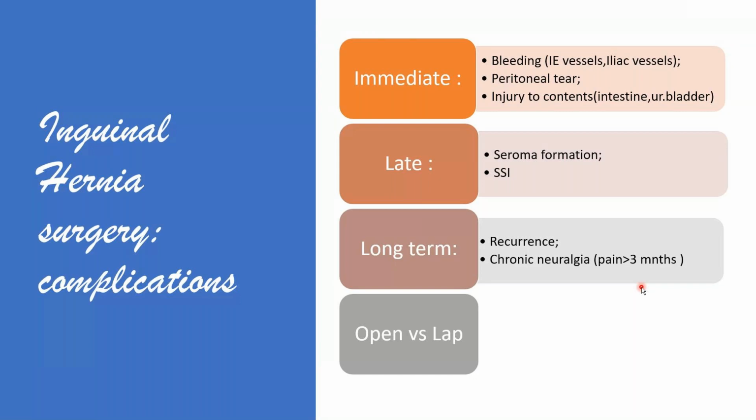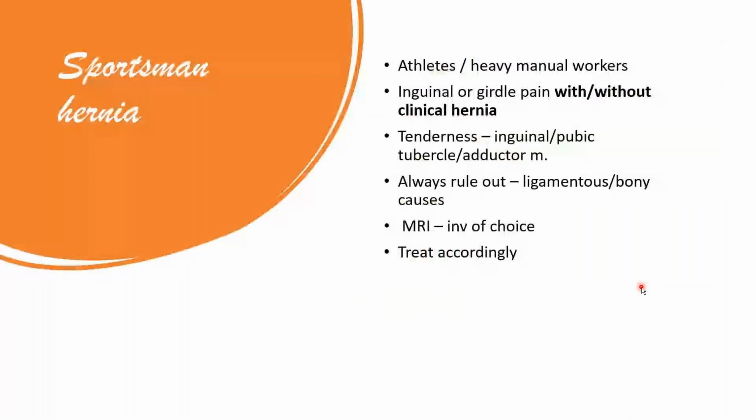So open versus lap. Remember the three critical areas of laparoscopic repair. Remember we talked about the circle of death. We talked about the triangle of doom, and we talked about the lateral triangle of pain. So these are the areas where you get a complication, in laparoscopic repair and open repair. We already talked about these complications, right?